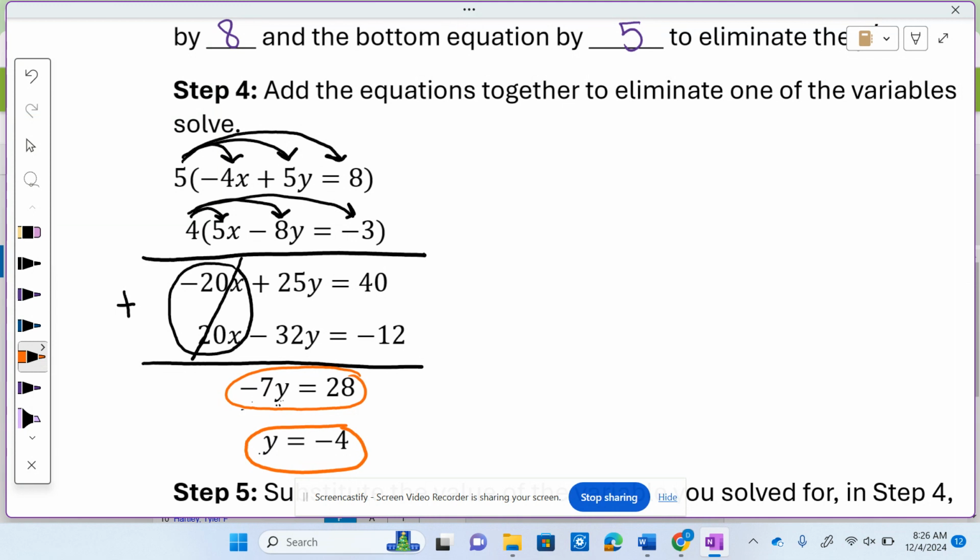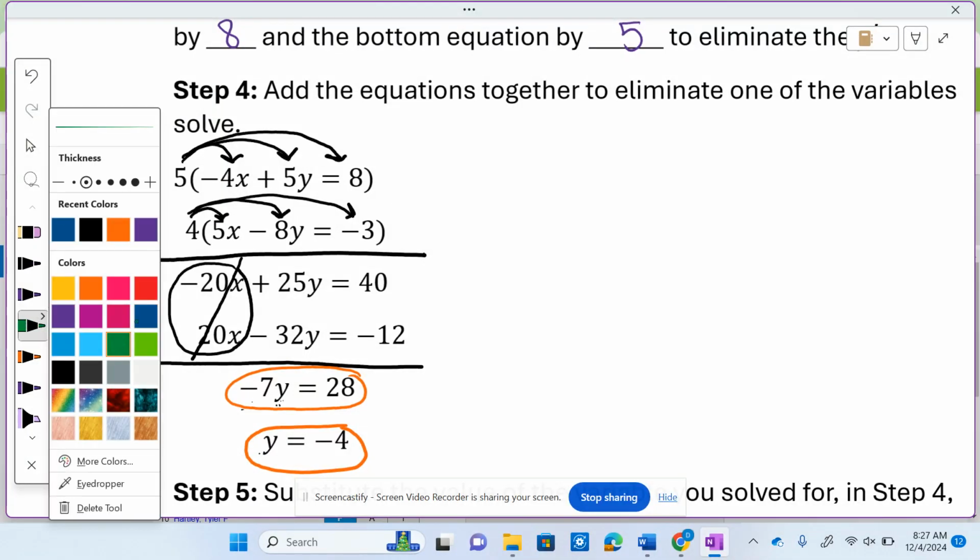Which one? You said bottom? Okay. Aiden wants to plug it into the bottom equation. Are you guys okay with that? I'm okay with that. We just have to make sure that we plug it into the original, not one of the ones that we changed or altered.